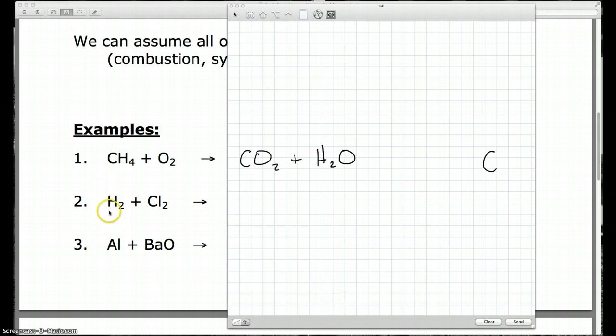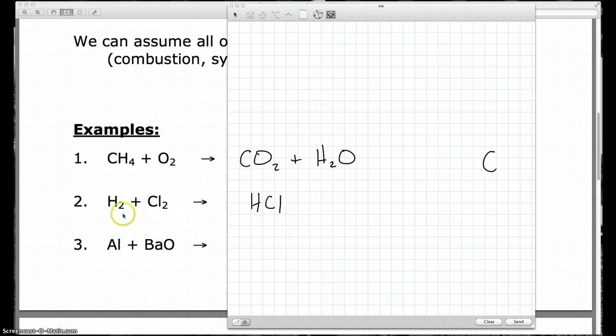Next example. We have hydrogen and chlorine. Notice hydrogen's all alone, chlorine's all alone. Well, picture them at a dance, two elements alone. They want to dance, so they do. So they come together. HCl.